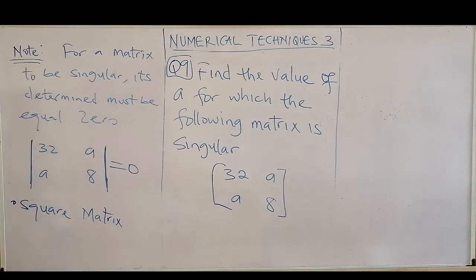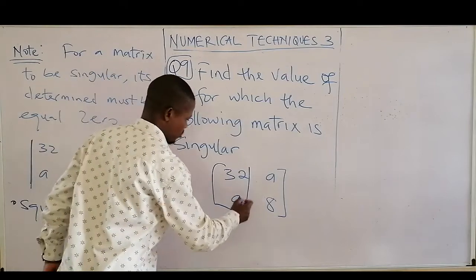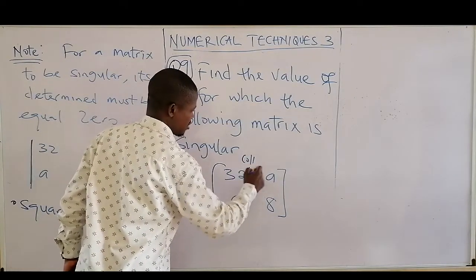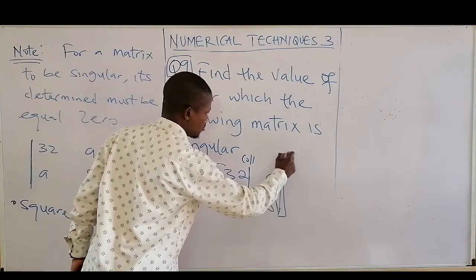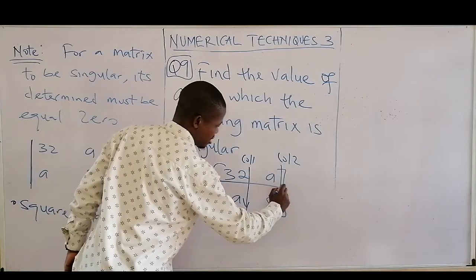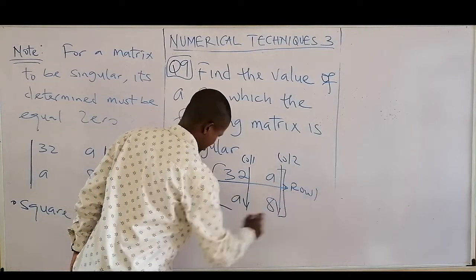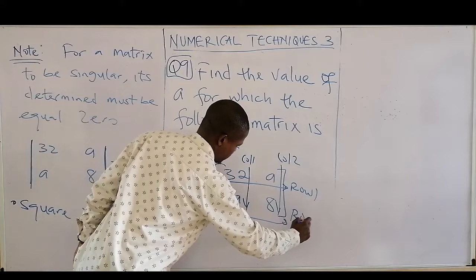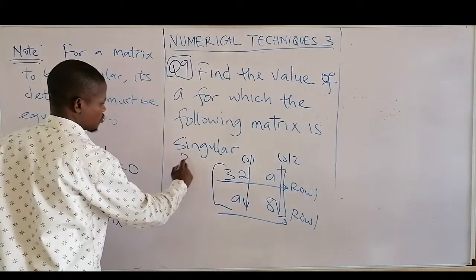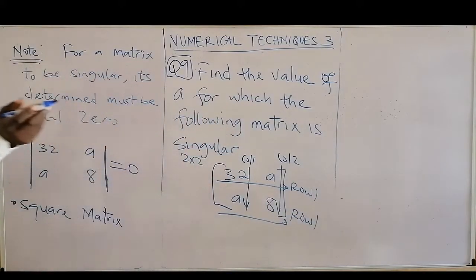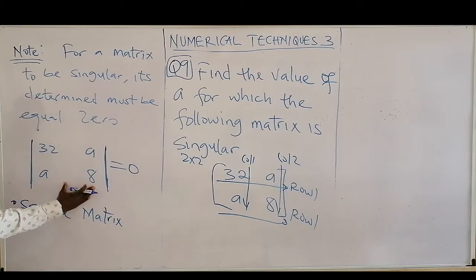What I mean by that is that the number of rows and the number of columns must be equal to each other. In this case, this is column 1, this is column 2, this is row 1, and this is row 2. So you can see it's 2 by 2, 2 rows and 2 columns. When the number of rows and columns are equal, we call it a square matrix. So let's go to the solution to this question.